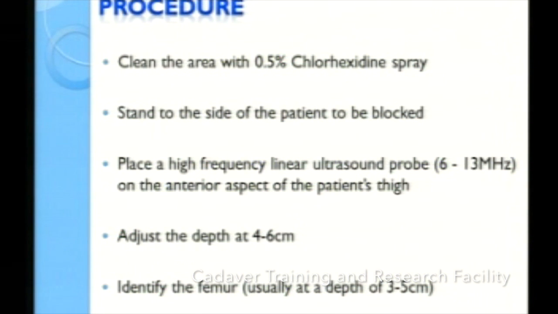Identify the femur, which is usually at a depth of 3 to 5 centimeter, and then move medially until you get the sartorius muscle, which is a triangular muscle and forms the roof of the adductor canal. And see the femoral artery, which lies just under the sartorius muscle.